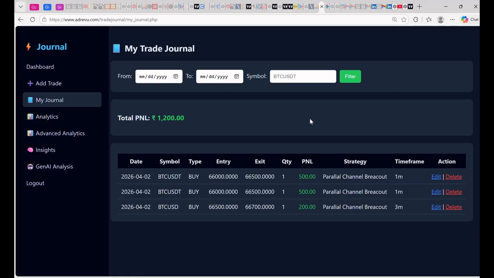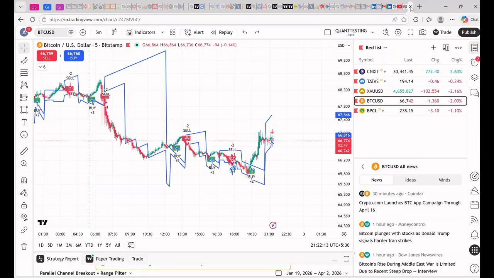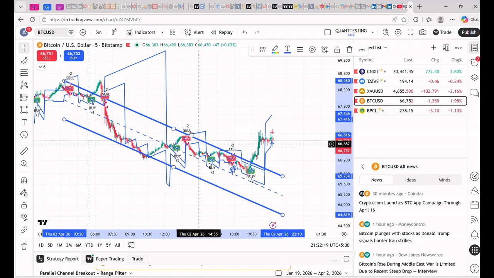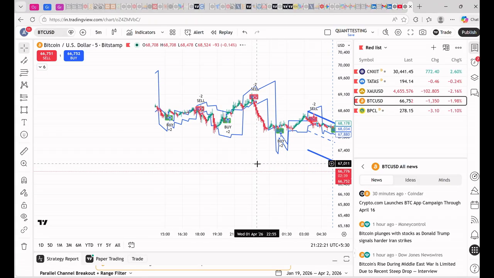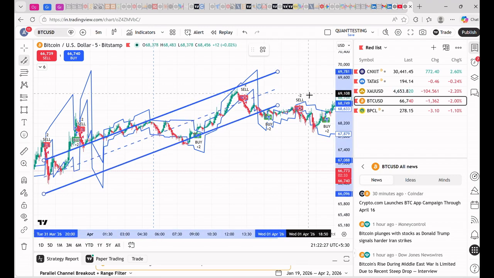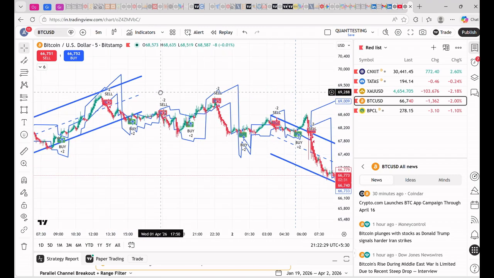Now move to market condition analysis. Go through your trades and check how the strategy performed in different market conditions. For example, how did it perform during an uptrend? How did it perform during a downtrend? How did it behave in sideways or ranging markets? You may notice that some strategies perform very well in trending markets but fail in sideways conditions. Or vice versa. These observations are very important because they help in improving the strategy.